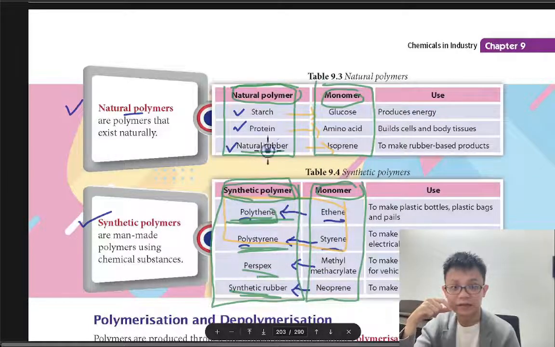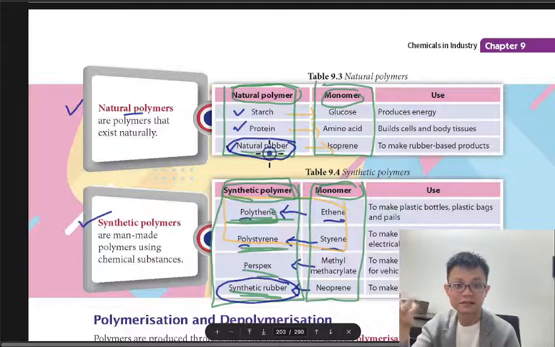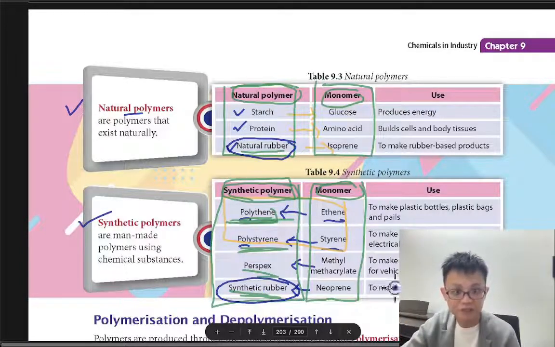Okay, so here is the natural rubber. Here will be the synthetic rubber. So natural rubber is not that strong, and synthetic rubber which is stronger. Okay, to make glove, tire, and shoe. To make rubber product.